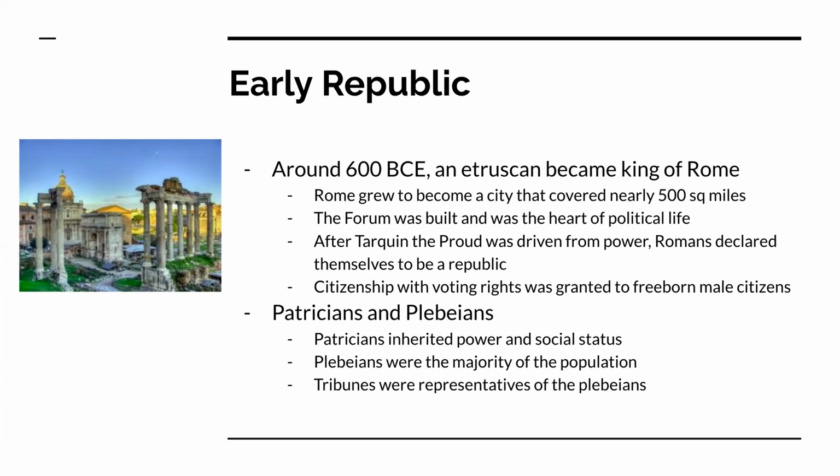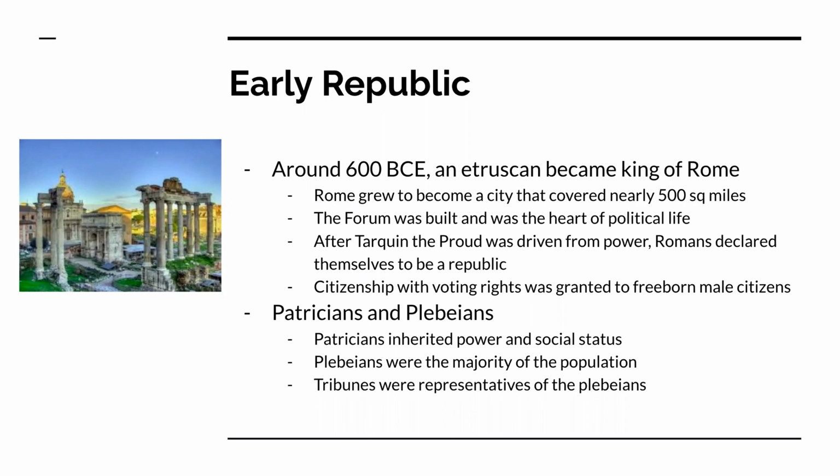So in the early republic, you have very different groups of Romans who are struggling for power. One group happens to be the patricians. They have inherited power and social status. Generally, they are the wealthiest of groups to hold power. Another group is the plebeians. And the plebeians are the majority of the population. The farmers, artisans, merchants, just kind of the everyday people of Rome.